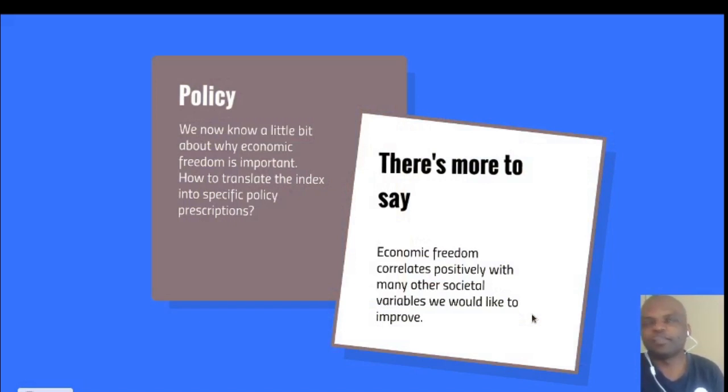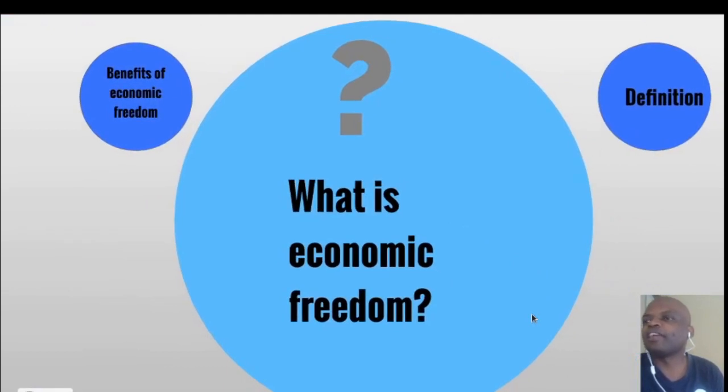So we know now why economic freedom is important in terms of this index, at least in terms of some of the things it correlates with. But how do we translate this into policy? There's more to say, in the sense that economic freedom correlates positively with many other societal variables we would like to improve. So it's not just that it correlates with the things that we've shown you, life expectancies and so on. It correlates with many other variables that we would all like to improve. Basically, anything that human beings care about improving turns out, in almost every case, to be related to economic freedom as well. So in terms of the big societal things that everyone is always calling for, it turns out that the best way to elevate a lot of these things is through giving people more freedom. And it makes sense in a way.